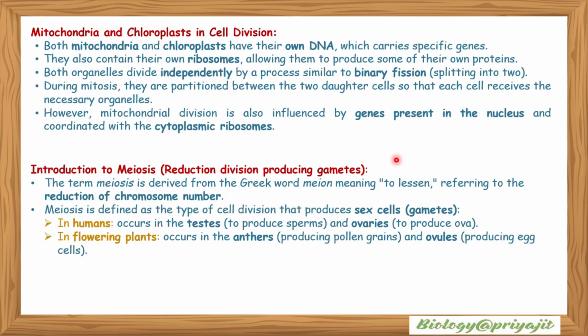Introduction to meiosis, reduction division producing gametes. The term meiosis is derived from the Greek word meion, meaning to lessen, referring to the reduction of chromosome number. So here meiosis can be defined as the type of cell division that produces sex cells or gametes. In humans, it occurs in testes to produce sperms and ovaries to produce ova. In flowering plants, it occurs in the anther, producing pollen grains, and ovules, producing egg cells.